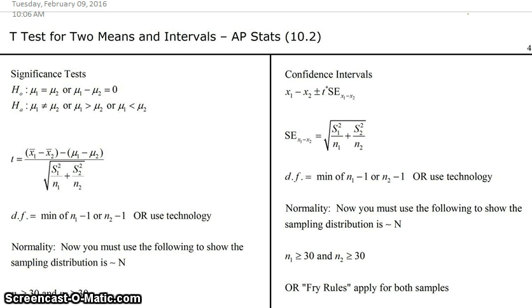Today we're going to talk more about Chapter 10 from The Practice of Statistics, 4th edition. In this case, we're going to talk about Section 2. We have two samples and we're talking about the means of those two samples. Can we use them in a test or for confidence intervals?